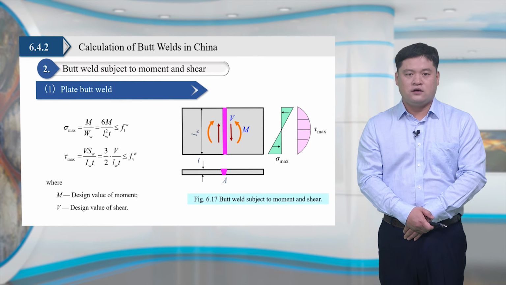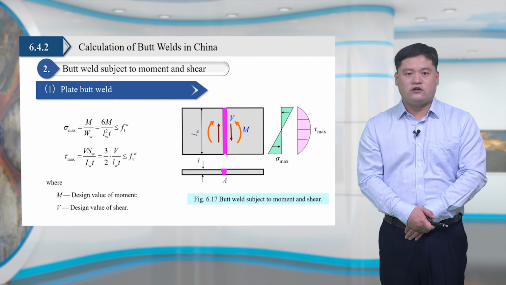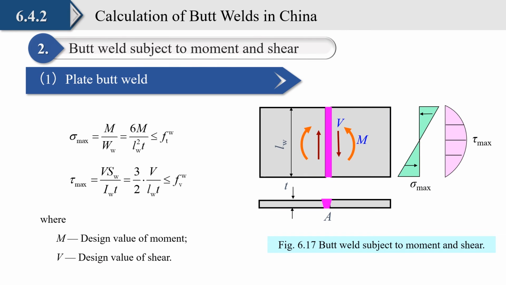For plate butt welds under the action of moment and shear simultaneously, according to the knowledge of material mechanics, the normal stress graph is a triangle and the shear stress graph is a parabola. The maximum normal stress on the weld is located at the two ends of the butt weld, which must be smaller than the design value of tensile strength of weld. The maximum shear stress is located at the midpoint of the weld, which must be smaller than the design value of the shear strength of weld.